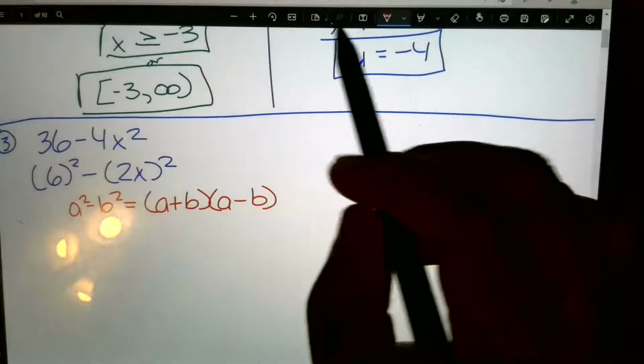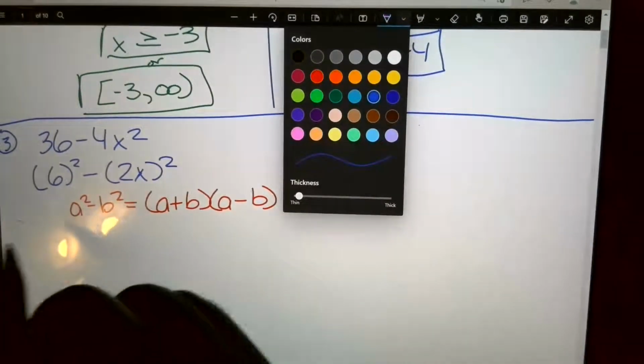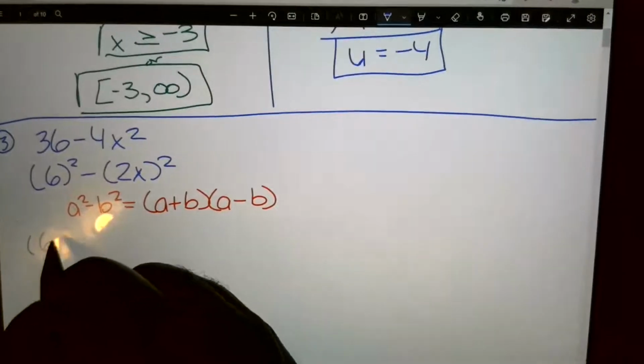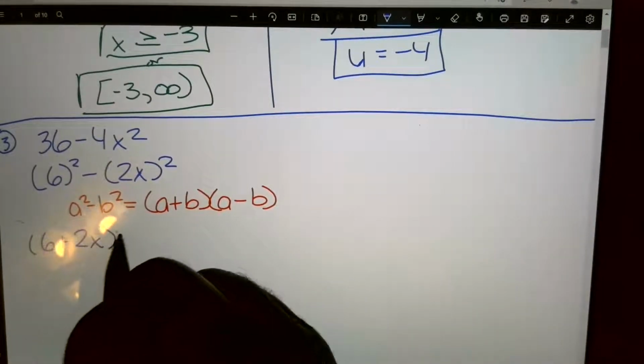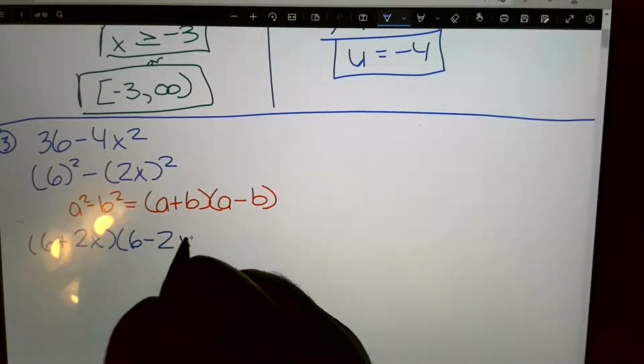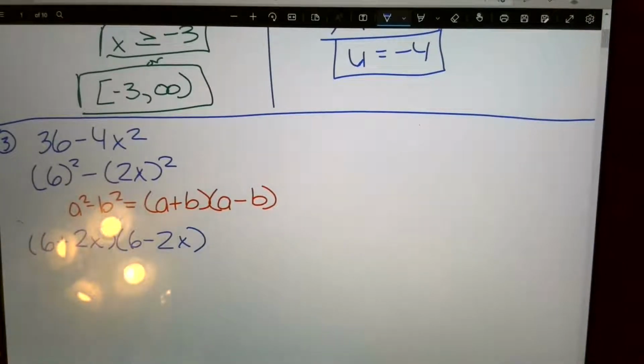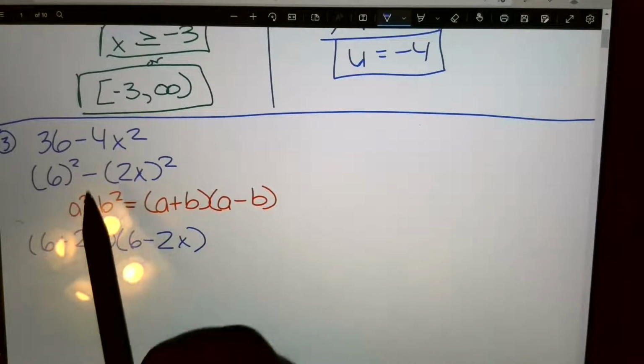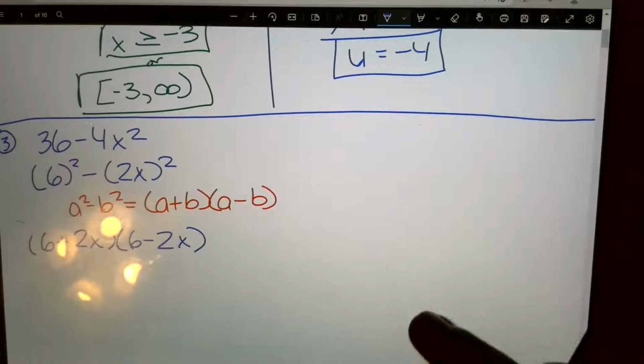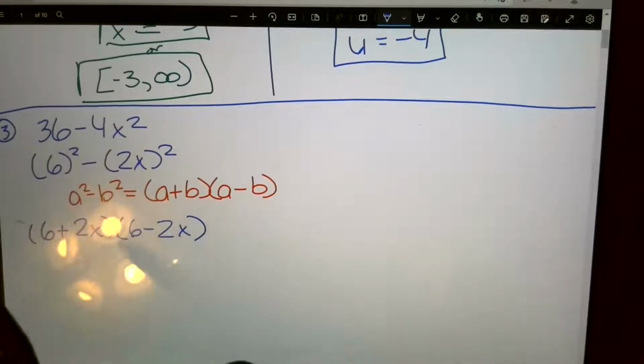So this factors into 6 plus 2x, 6 minus 2x. But they did ask us to factor this completely. I could have factored this up front, and I probably should have done that, but I don't want to go backwards.